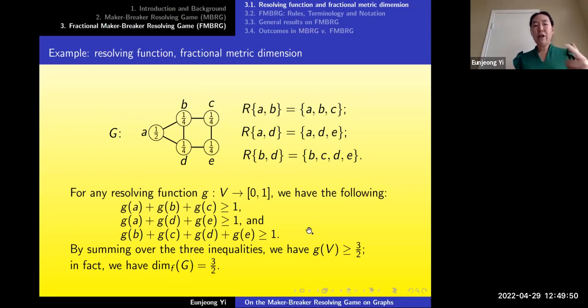So if you assign values to the vertices this time, because I assigned the value for A being 1/2, and B, C, and the rest of them being 1/4, they form in fact a resolving function. So therefore, in this case, the fractional metric dimension of this graph is 3/2. So a lot of the irregularities get smoothed out, disappear in terms of fractionalization of the metric dimension. Next.